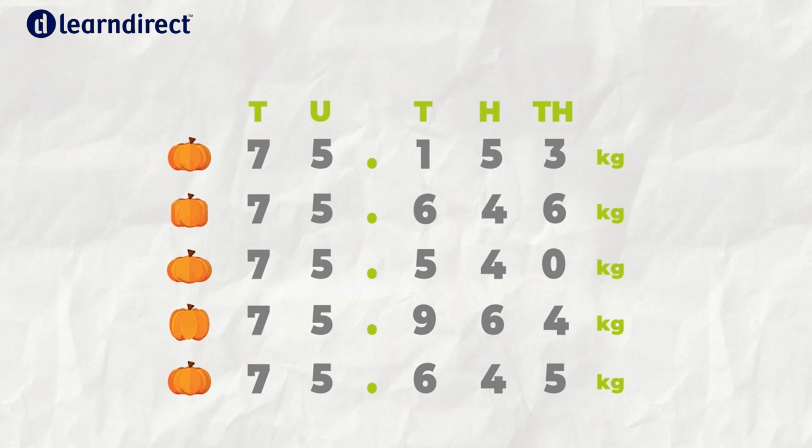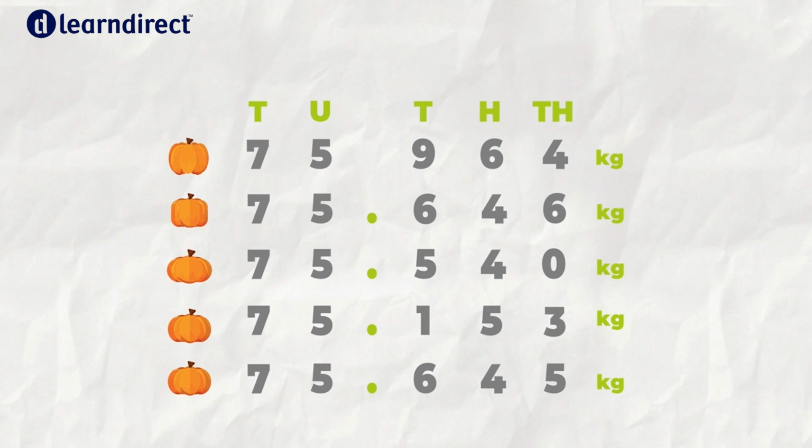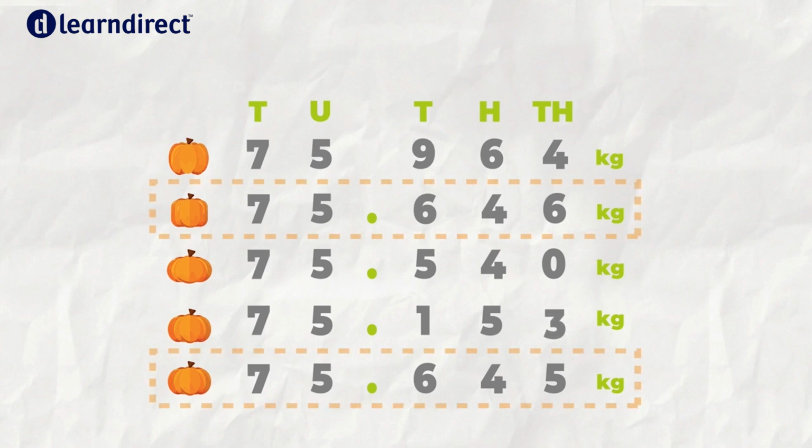There is one pumpkin with a 9 in this column. Place that one at the top. The next highest number in this column is a 6. There are 2 pumpkins with a 6 in this column. For these 2 pumpkins, look at the hundredths column. They have a 4 in this column.